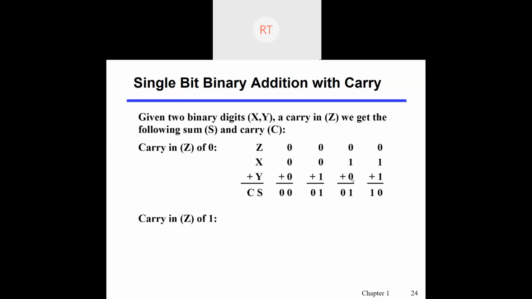So 1 plus 0, you have a 1 and the carry is 0. We still did not exceed 1. Now 1, 1, we have 2, so we exceeded the 1. So the sum will be 0 and the carry will be 1.